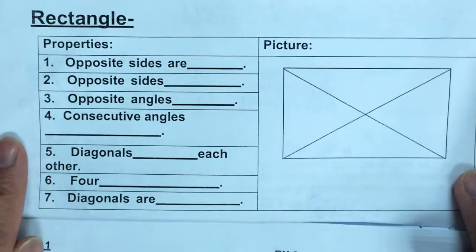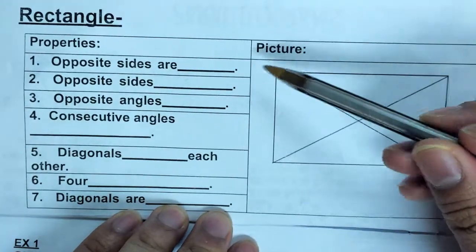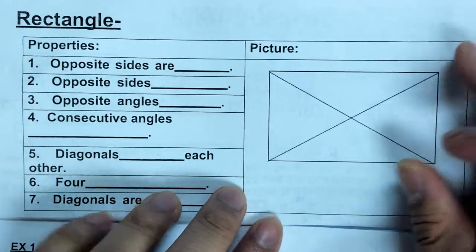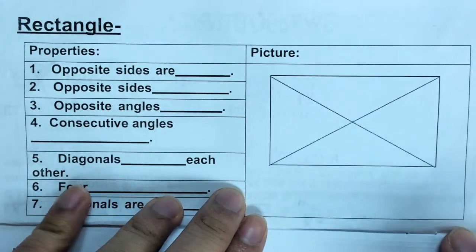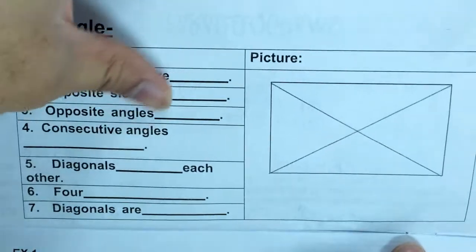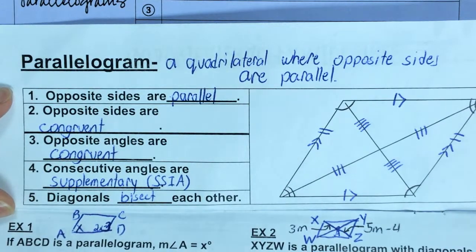Alright, today we will learn properties of a rectangle. So let's start with the first 5. A rectangle is actually a type of parallelogram. Because it's a type of parallelogram, it also has the same 5 properties of a parallelogram.